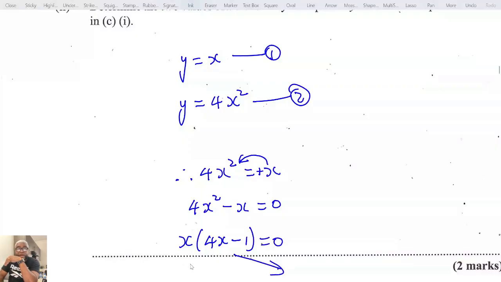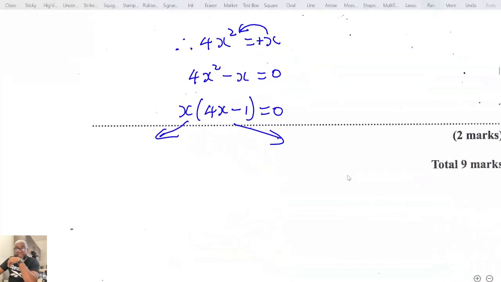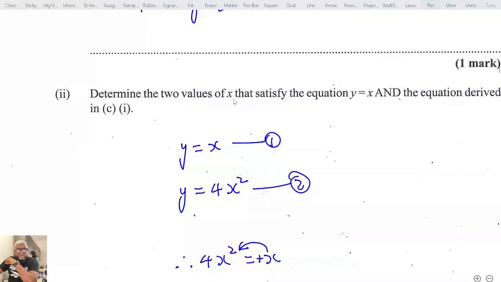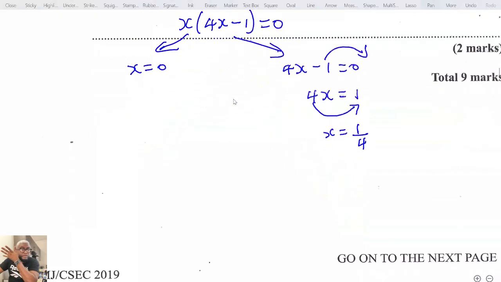So you have two answers here now. x is equal to 0, and the bracket is equal to 0. So you have x is equal to 0 and then 4x minus 1 is equal to 0. Carry the minus 1 there. 4x is equal to 0 plus 1, which is 1. Carry 4 here. x is equal to 1 divided by 4. What did they ask us for? Determine 2 values of x. We good to go? 2 values of x here. Y'all, thank you very much.